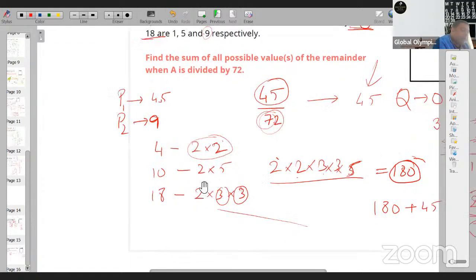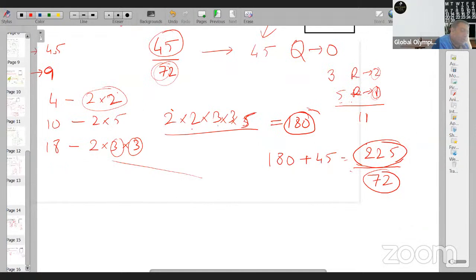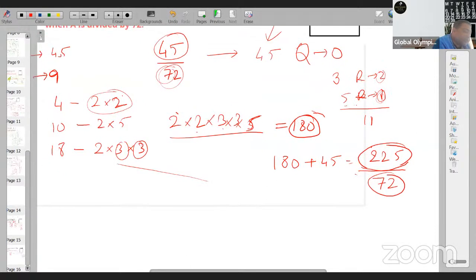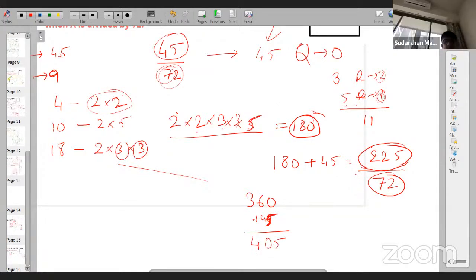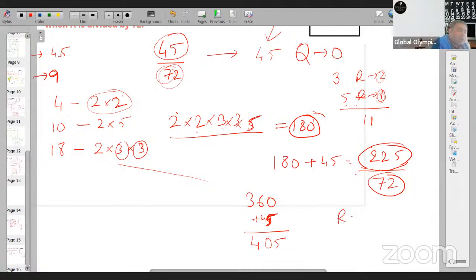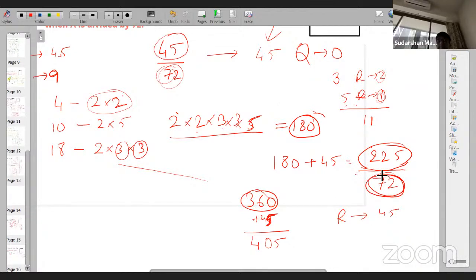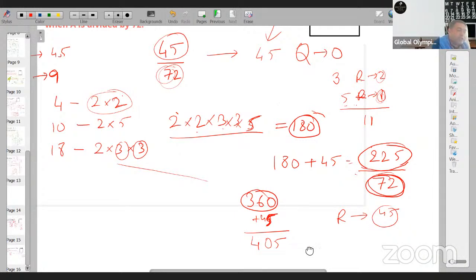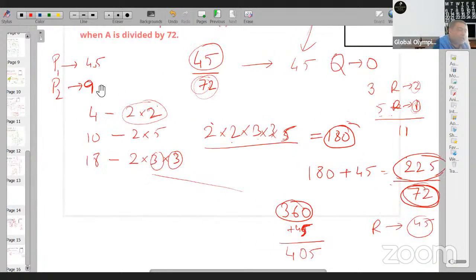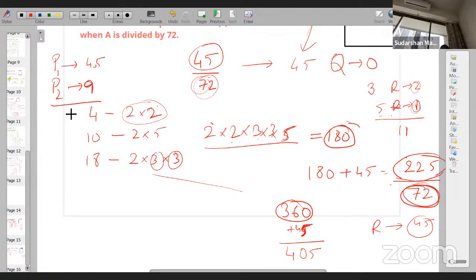Then let's understand. When we double this, 180 double this, now we go by multiples, right? So we get 360, and plus 45. So we get what? 405. So now the remainder is again 45. Why will this happen? Because 360 itself is a multiple of 72. So now it will keep on going in cycles. So 45, then again 9, then again 45, then again 9. So there are only 2 possibilities, 45 and 9, therefore their sum is 54.